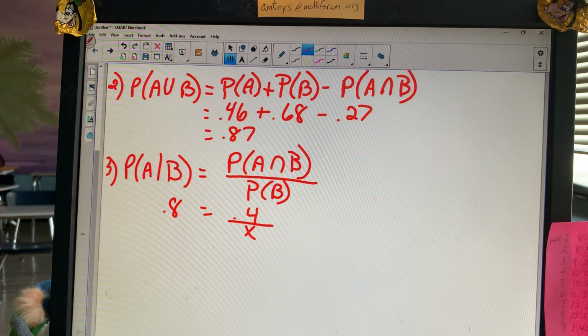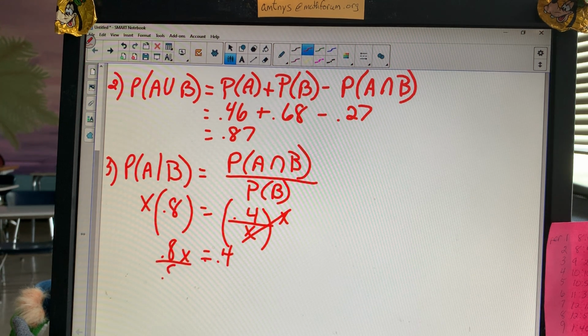I'm going to change the probability of B just to an X. In order to solve for X, I multiply both sides by X to remove the denominator. I have 0.8X equals 0.4. Divide by 0.8, and X equals 0.5.